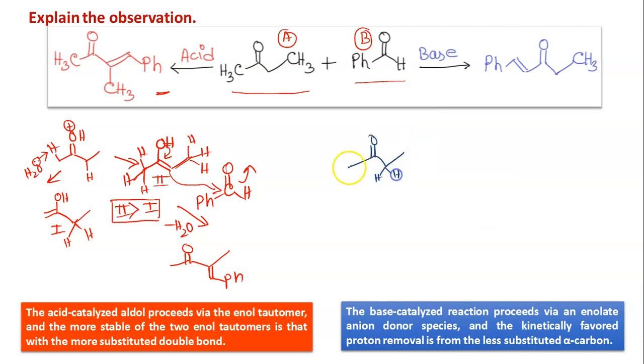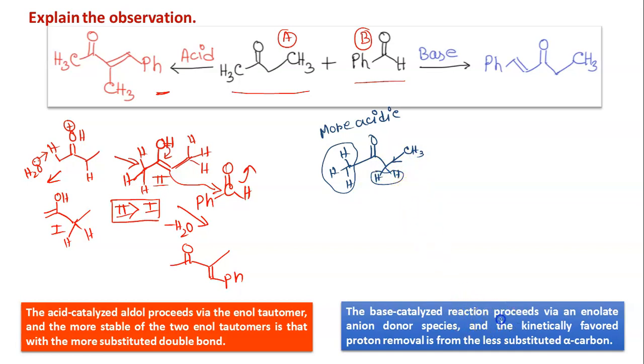These 2 hydrogens or these 3 hydrogens? Which one is more acidic? Obviously this side hydrogen is more acidic. The reason is that here we have this CH3 group, which has some electron donating effect. That is why these 2 hydrogens will be less acidic.